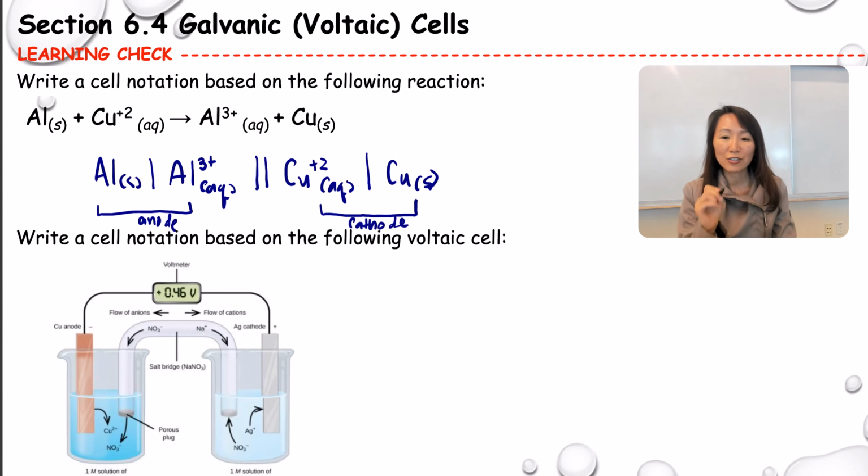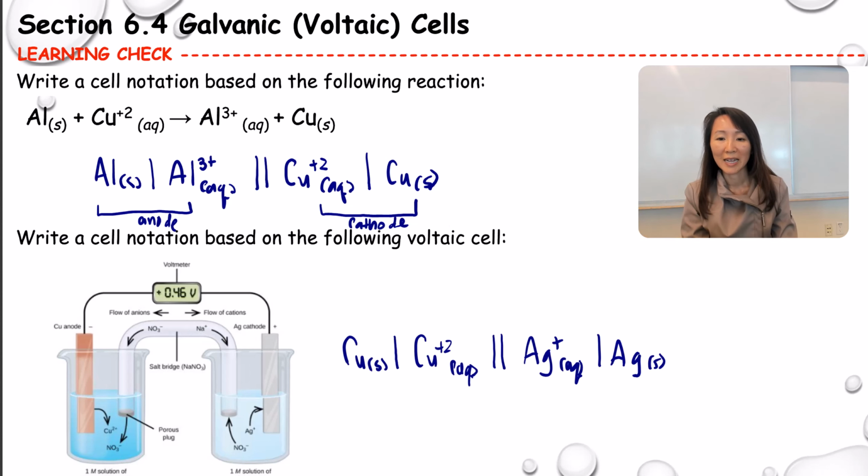So go ahead and try the cell notation for the next one and come back and check. And here is the key.